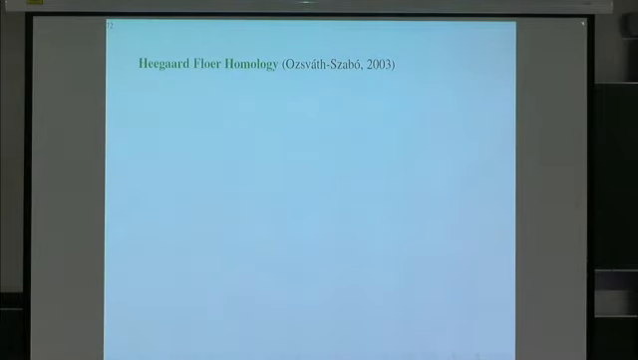So these Heegaard diagrams were used by Ozsváth and Szabó in 2003 to define Heegaard Floer homology theory. This is the end of a long development, really starting with Donaldson's work back in 1982, Donaldson's gauge theory on 4-manifolds, and then also Floer's Lagrangian Floer homology that he used to attack the Arnold conjecture. And anyway, there's a long history.